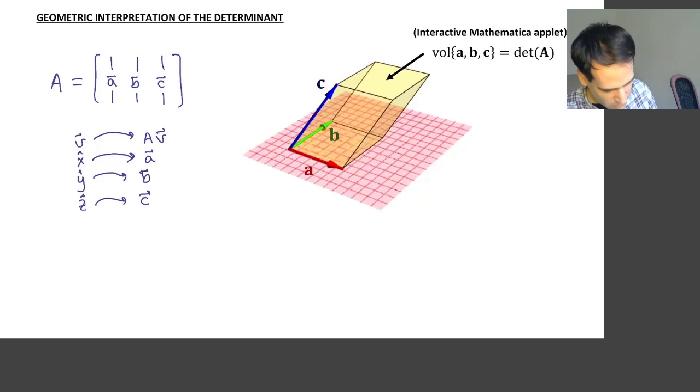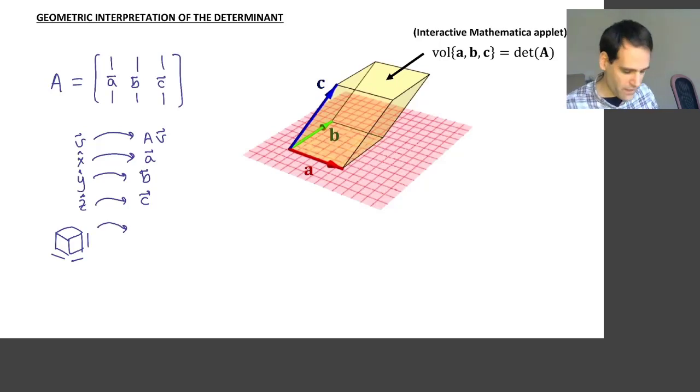Yeah. Therefore, a unit volume in the input space, which has x hat, y hat, and z hat as the different sides, would end up as a volume given as the parallelepiped formed by the 3 vectors A, B, and C. So A, B, and C. This would form some sort of volume.